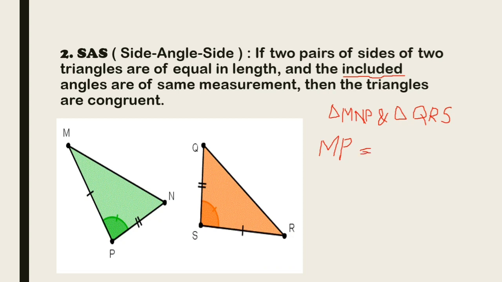Children, you can see I am trying my best to write it on the board. So here, if this is marked 1 and this is marked 1, it means this side MP is equal to RS.